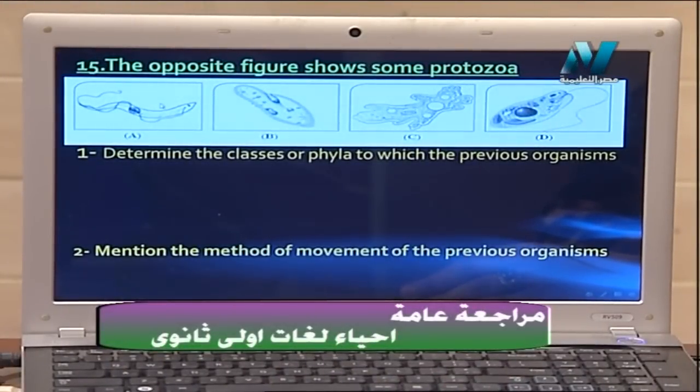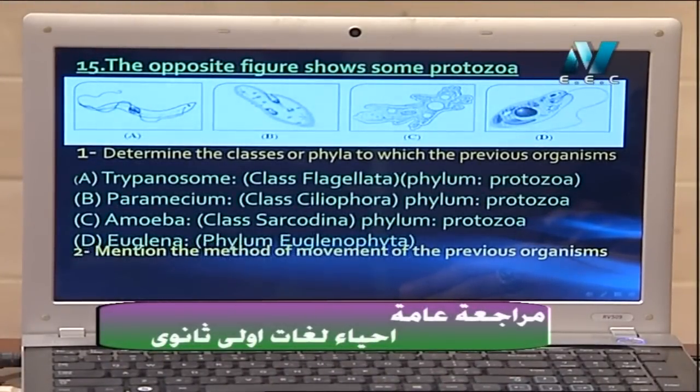The first picture here is Trypanosoma. Trypanosoma, a microorganism, as you see, a protozoan. The second one will be Paramecium. The third one, Amoeba. And the last one will be Euglena. Again, Trypanosoma, Paramecium, Amoeba, and Euglena.